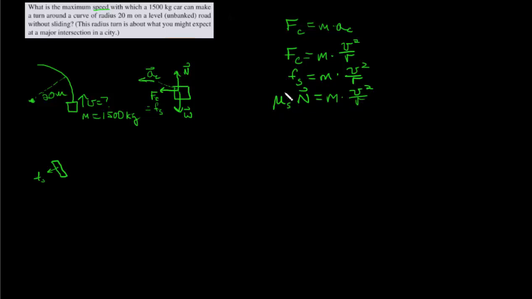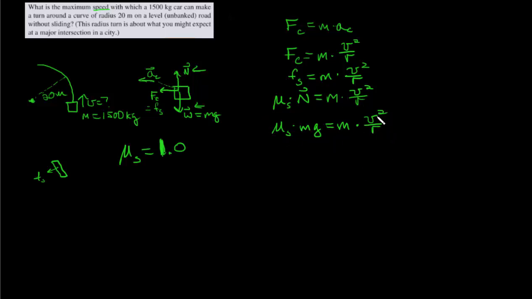Since it's rubber on concrete, we're going to say the coefficient of static friction can be 1. That's as high as we can go. It doesn't matter, though. It could be 0.8 or 0.9. The process is the same. For the normal force, we see there's no motion in the y direction, so the normal is equal to the weight, which is mg. I can substitute: the normal is equal to mg. So I get the coefficient of static friction times mg equals mass times v squared over r.